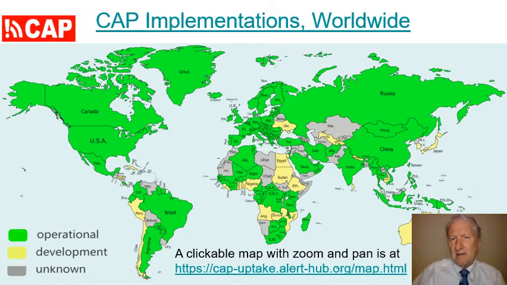Let me conclude this sampling with CAP uptake globally. Today, about 90% of the world's population lives in a country with at least one national CAP newsfeed operating or in testing. Those show as green and yellow on this map. The countries in gray haven't even begun to implement CAP as far as I know. A large percentage of these are developing countries, and sadly, those are countries where people are especially vulnerable to disasters.